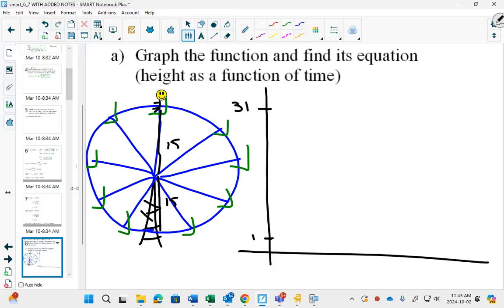And if you know that 31 is the top, you probably also could label your center line. Where's your center line going to be? At 16. So the radius is going to be your amplitude, and we can use that radius to find the center line. It's going to be at 16.